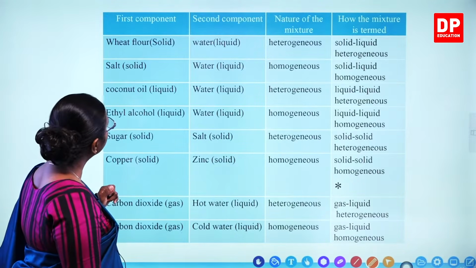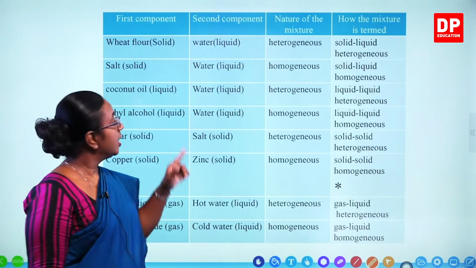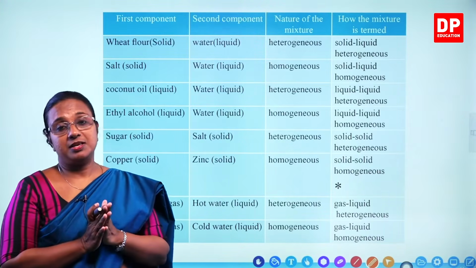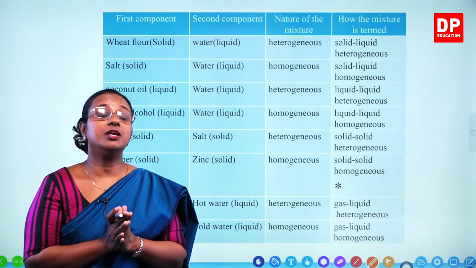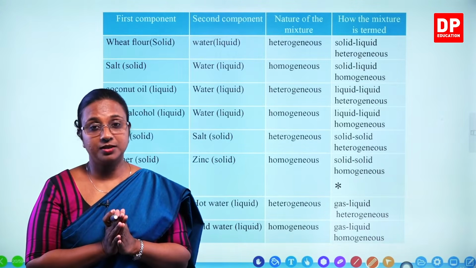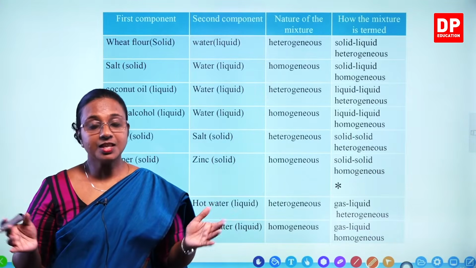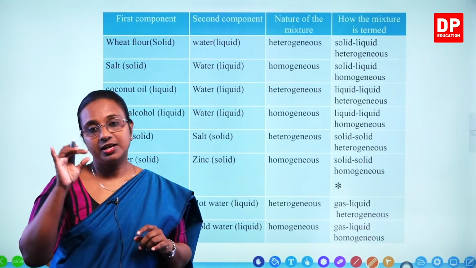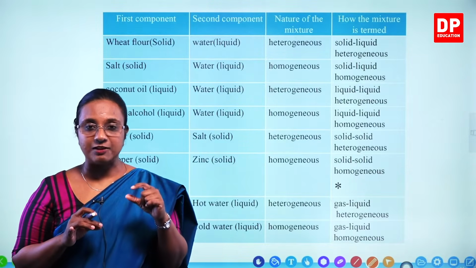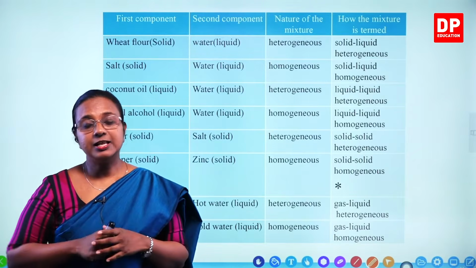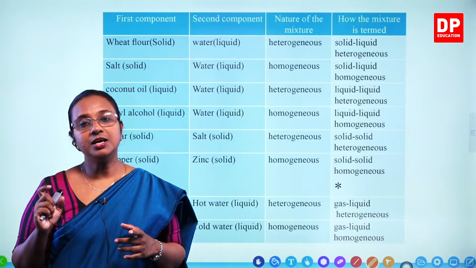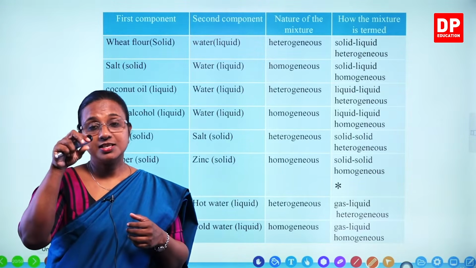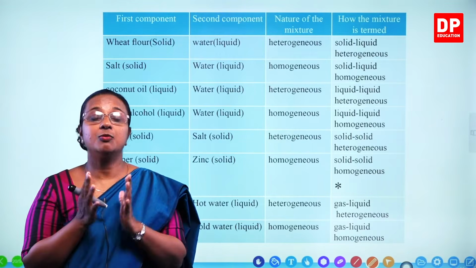Then we have coconut oil and water. Now both of them are liquids. You have experience. Does coconut oil dissolve in water? No. Even if you take a small bottle, take a small amount of coconut oil and water, close the lid, and shake the bottle thoroughly. Initially you will see as if the two are mixing. You can see the oil droplets mixing with water.